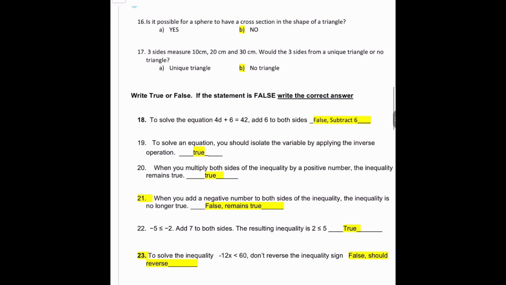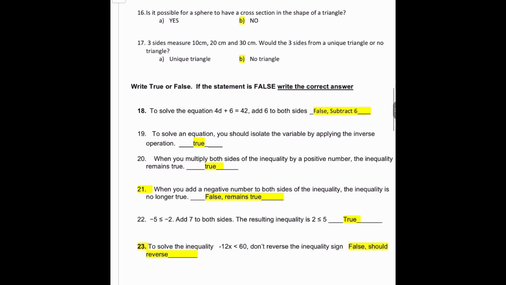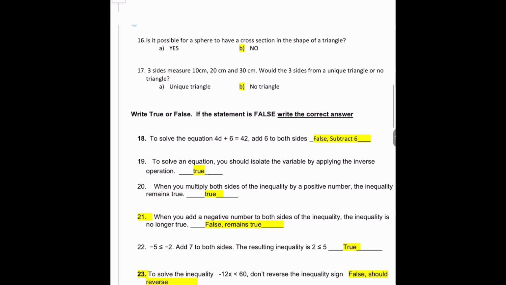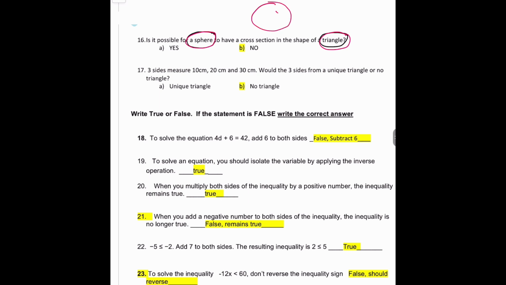Now the 16th question is about the second topic, which is cross sections of shapes. Can a sphere have a cross section in the shape of a triangle? Read the question carefully. What's a sphere? A sphere is anything like a ball, right? So if I cut this, by any chance can I get the shape of a triangle on its face? No way. You can't get a triangle.